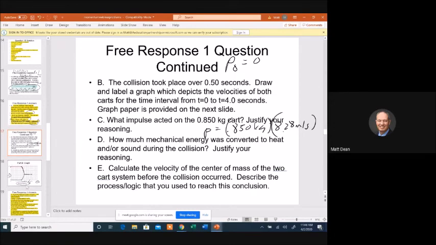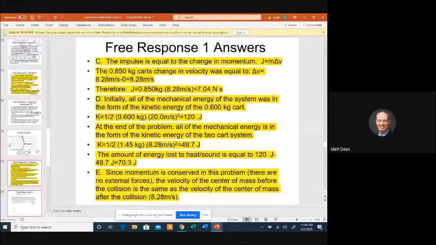So if we multiply that out, let me go ahead and go to the answer key here. So its change in velocity was 8.28 minus 0. That means its change in momentum, and therefore also its impulse, because those two things are equal, was 0.85 times 8.28, which ended up with an impulse of 7.04 Newton seconds. Alternatively, we could write that as kilogram meters per second.